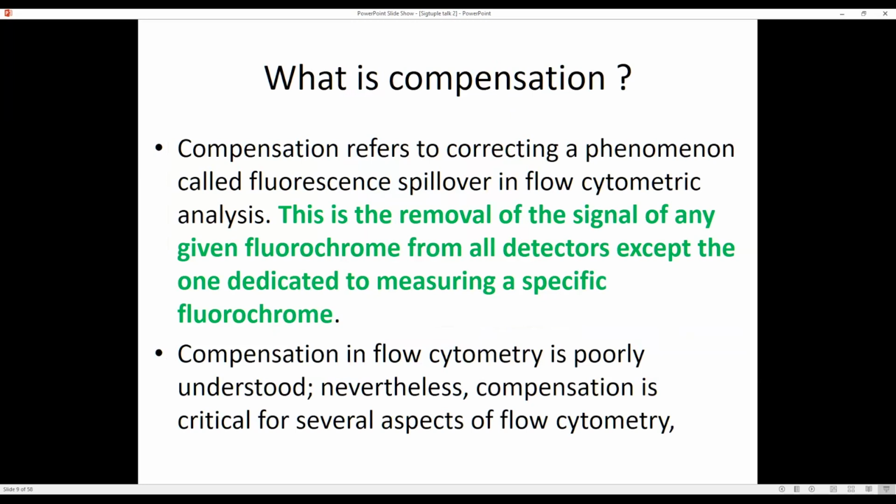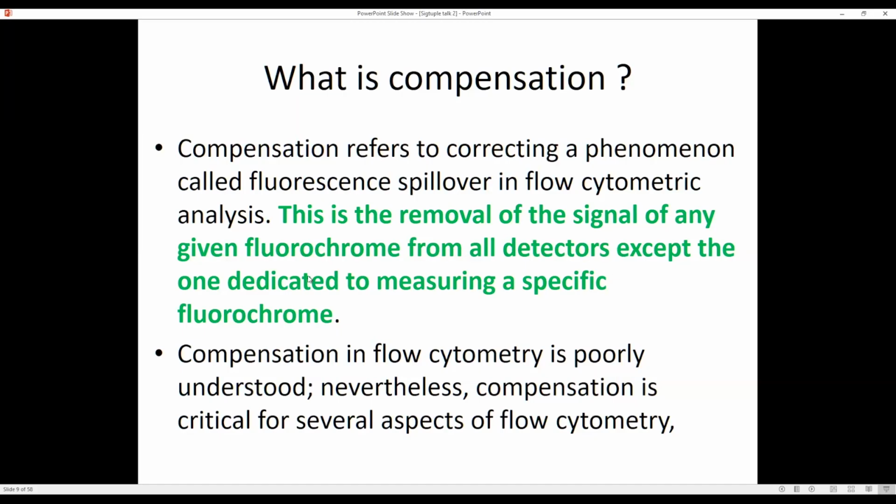This is removal of the signal of any given fluorochrome. For example, let's take FITC. So removal of the FITC signal from all the detectors. I'm just giving you an example with PE, but if you're using a 10 color instrument, including FITC, you have 10 detectors, right? So when you're talking about FITC spillover, except the FITC detector, if the signal is falling in all other detectors, that has to be removed. This is called compensation. So it is removal of the signal of any given fluorochrome from all detectors except the one dedicated for it.